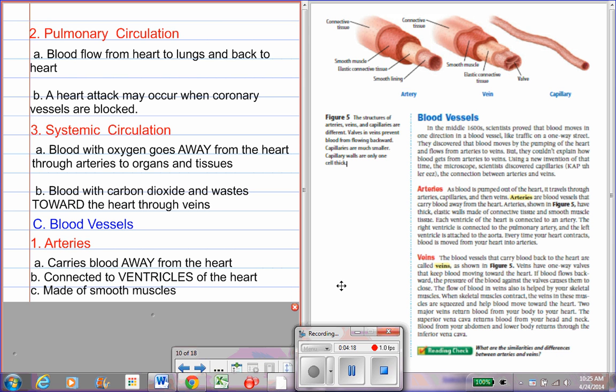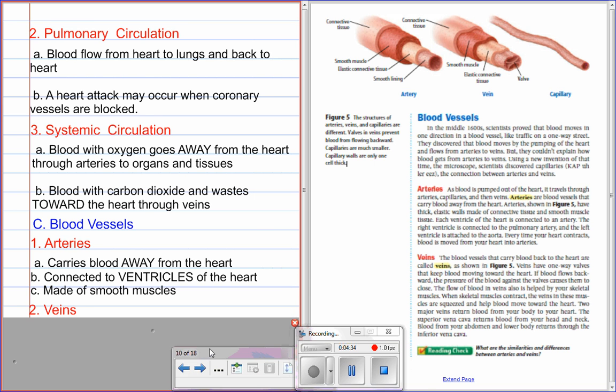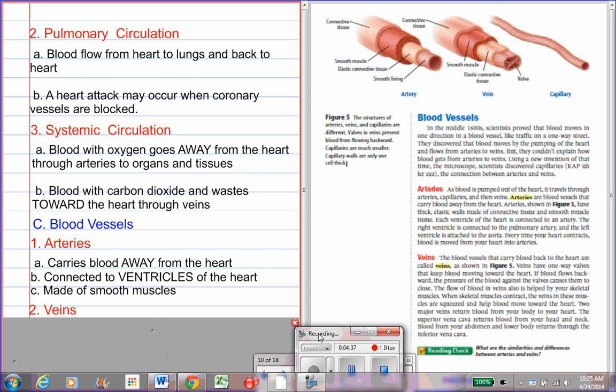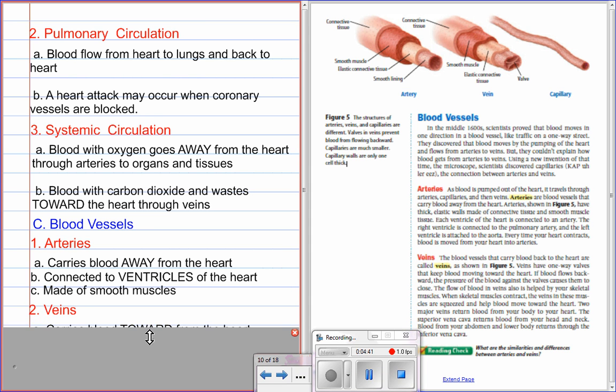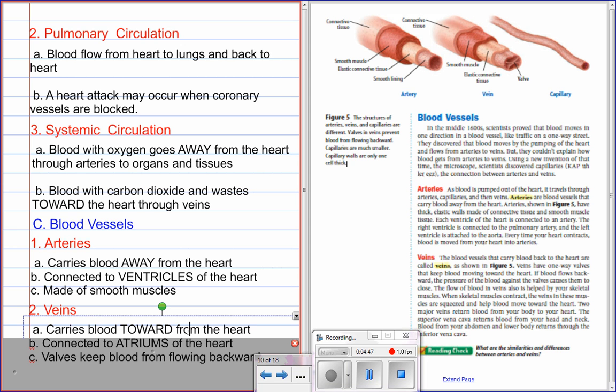All right, so we have how the blood moves in the veins, and then we have the names of the veins and how they're named and where the blood comes from. So we will have here our second red heading, it's veins. What's our third red heading going to be? What do you think? Veins carry blood toward the heart, toward the heart.